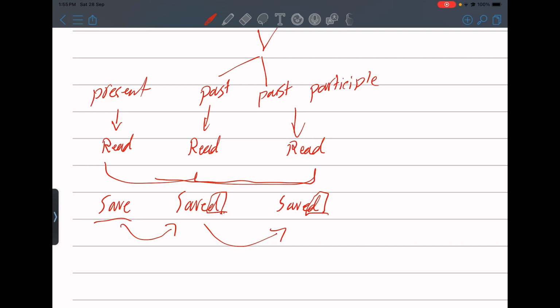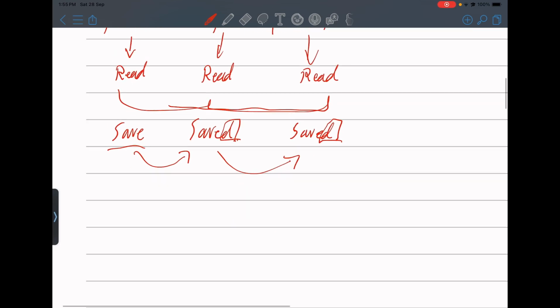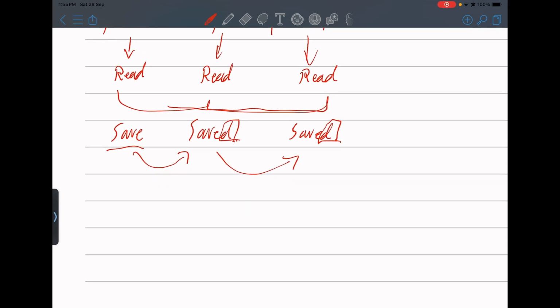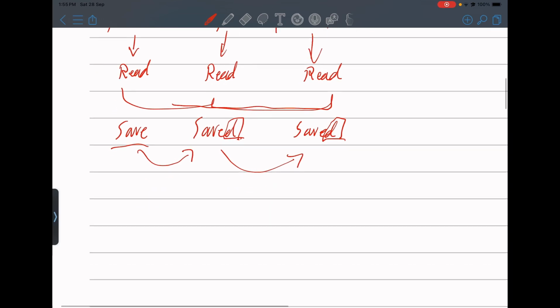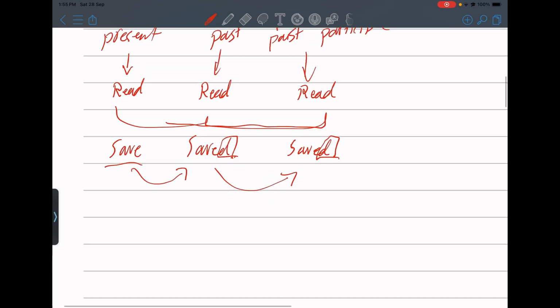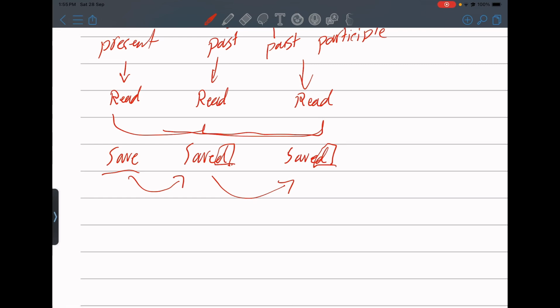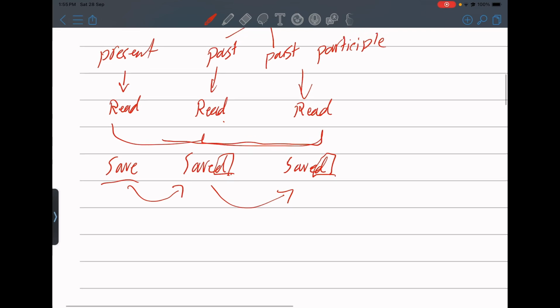Also, we have other words. For example, they change in the past participle also. Not like saved, it just changed in the past and it is the same word in the past participle. And this you have read, the same word in the past and past participle, also the present.